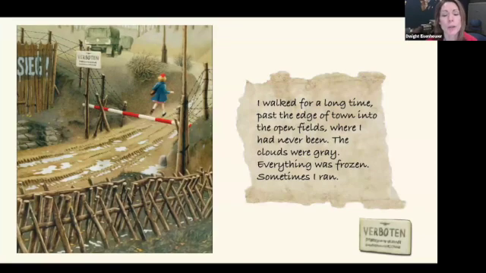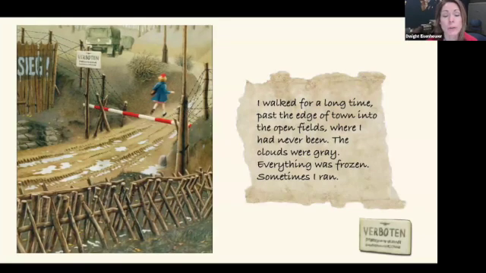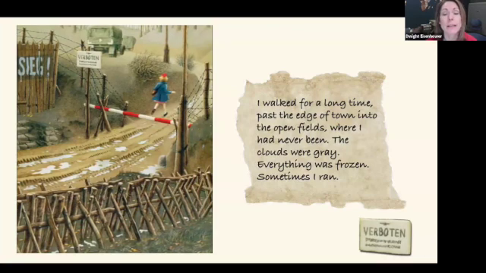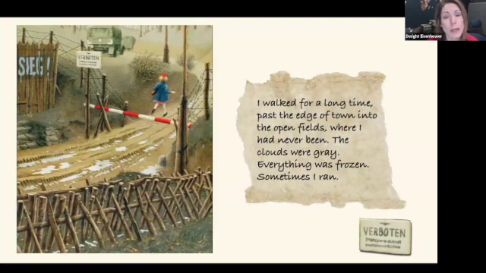I walked for a long time past the edge of the town into the open fields where I had never been. The clouds were gray. Everything was frozen. Sometimes I ran.